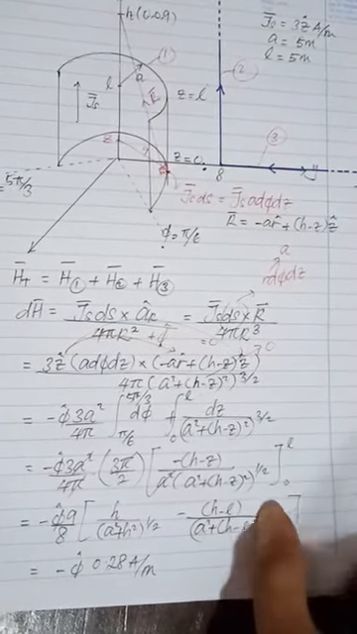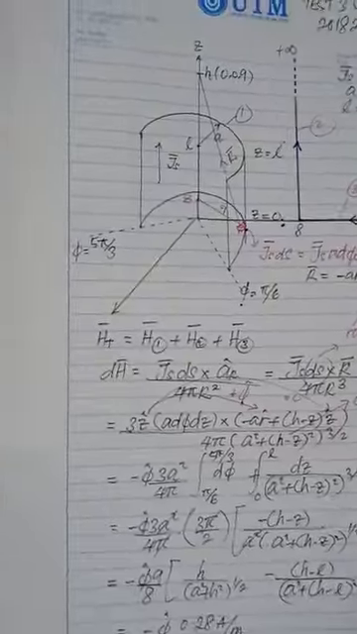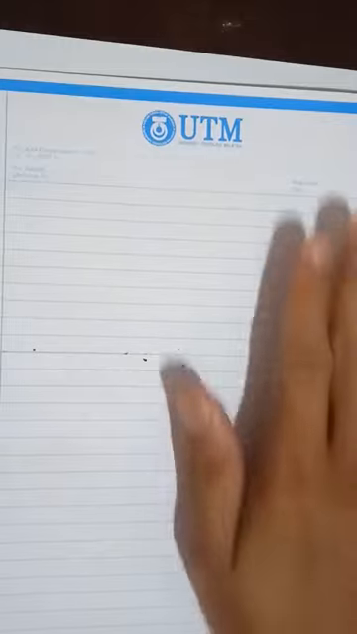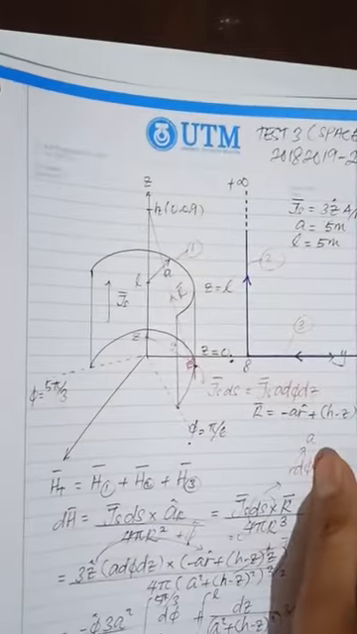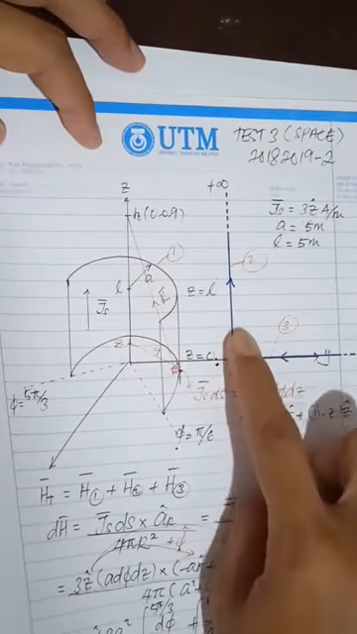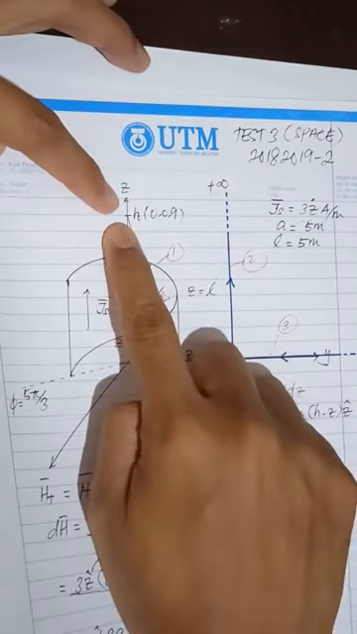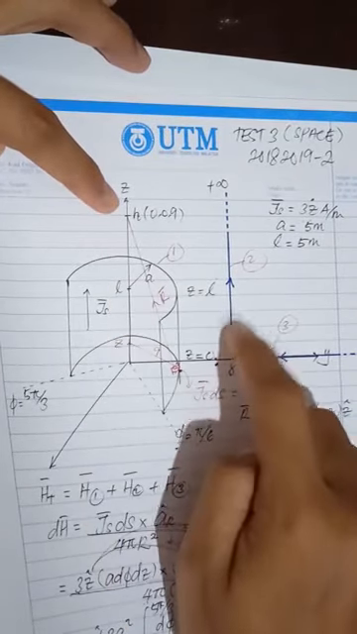Now let's proceed to the next part, where we are going to find the H value that is due to the second line current. Now look at this diagram. We are going to find the H field at this point due to this line current. Okay, let's draw together.